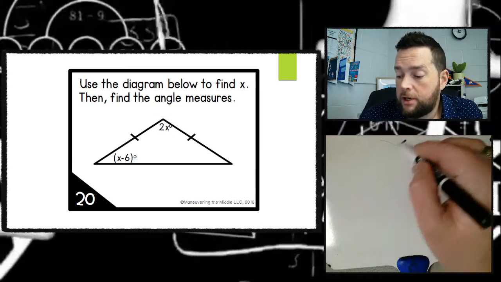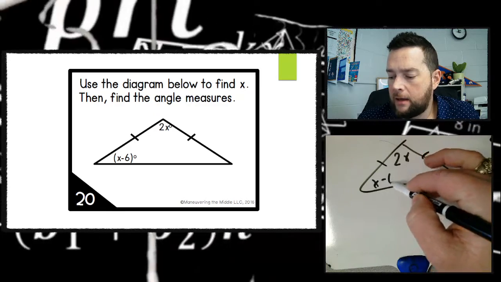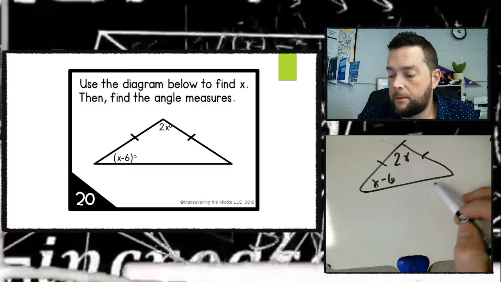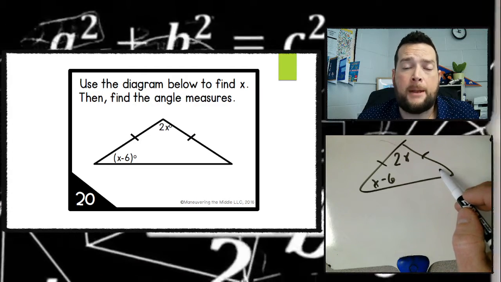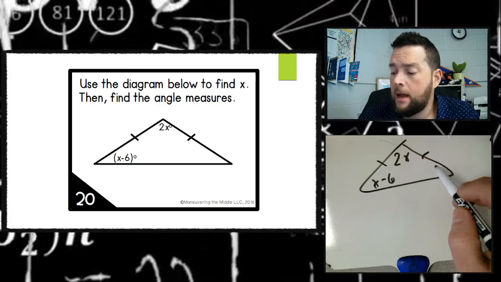In this one first, let's just talk about the diagram. You've got x minus 6 in that angle. You've got 2x up here, but this one's blank, all right? And we're like, it can't be blank. We got to have an expression. We have to have a number or something, all right?